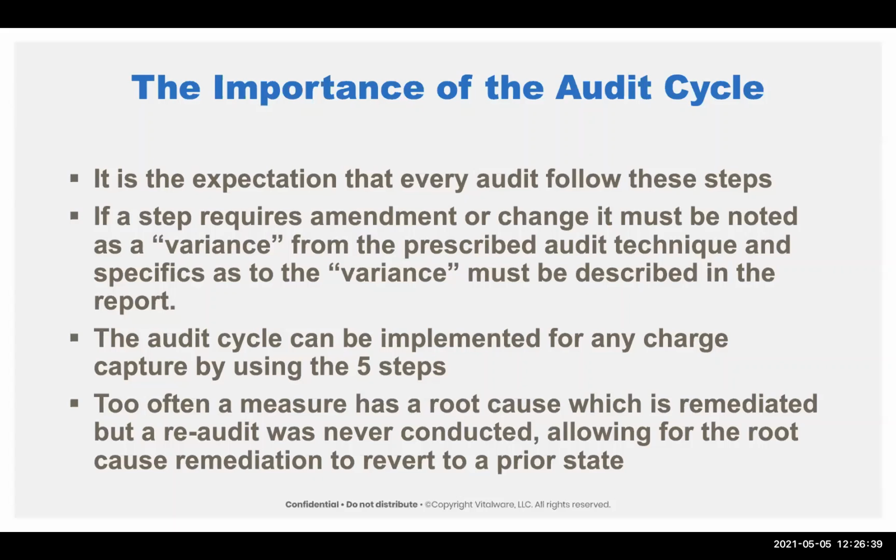So one of those variances is you're going to look at the AUC requirements for radiology in the ED, but you don't have the requirements. Okay, that's a variance. The audit cycle can be implemented for any charge capture using those steps. And too often a measure has a root cause which is remediated, but the re-audit was never conducted, so you go back to the way it was.